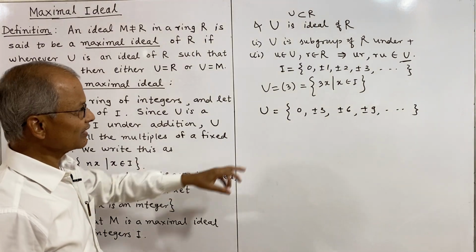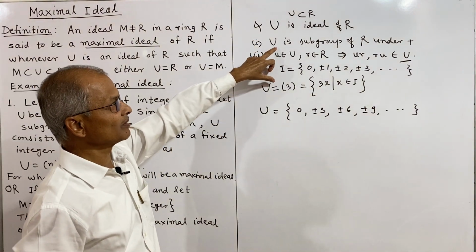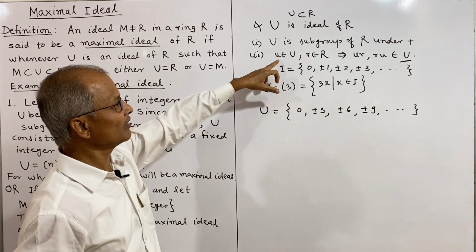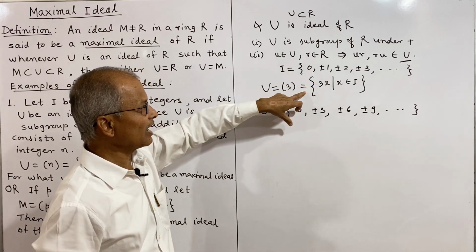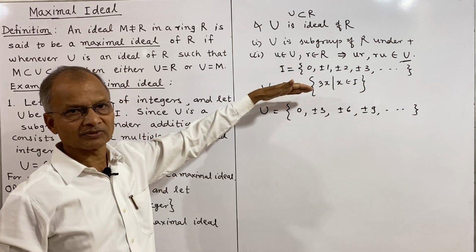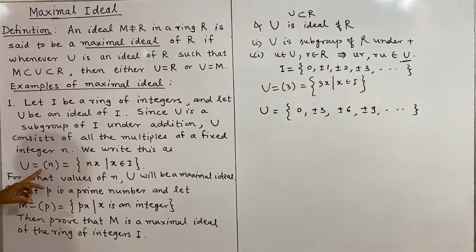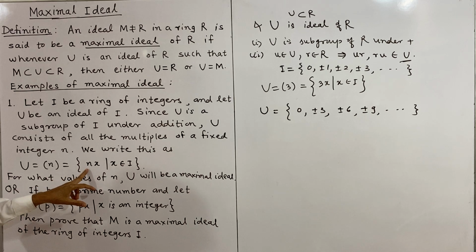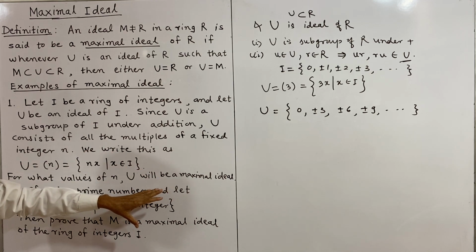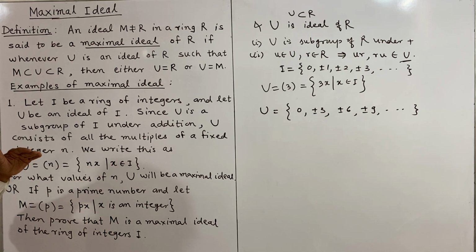And we have seen earlier this is an ideal because it is a subgroup under addition, and taking any element u in U and an integer in R, the product is again a multiple of 3 and that belongs to U. So therefore this is an ideal, and in general this is an ideal generated by n, which is denoted by nx, x belongs to I. Now we are considering the question as for what values of n this will be a maximal ideal. We want to form an example of maximal ideal. So for what value of n, all these are the ideals, but for which values of n this will be maximal. That is our question that we have considered.